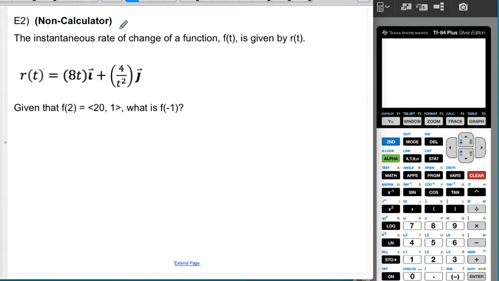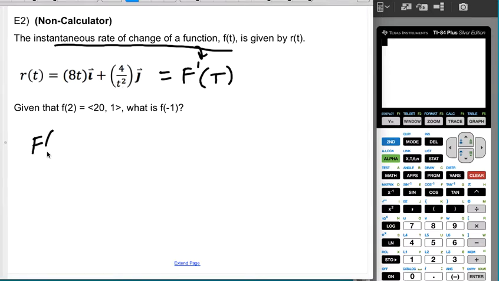So the instantaneous rate of change of a function f of t is given by r of t. That's the same thing as saying that this thing, r of t, is f prime of t. That's what the instantaneous rate of change means. So this is a tricky way of me giving you f prime of t, and I gave it to you in ij notation just to kind of be a jerk.